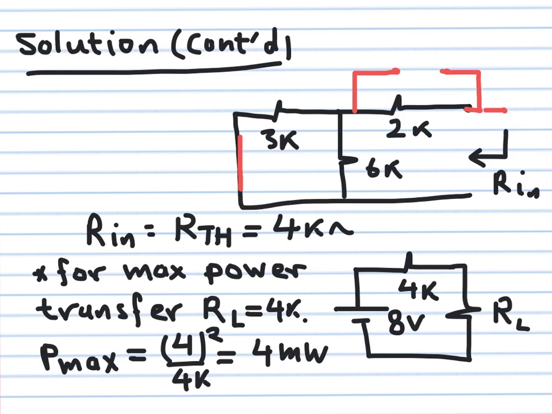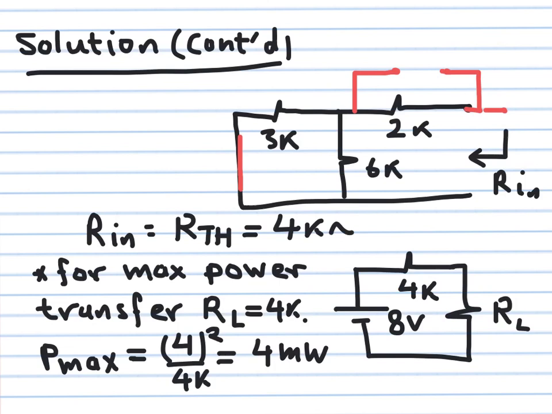So this is how the circuit now looks. We have a load, connected to a Thevenin voltage of 8 volts. It's connected to a Thevenin resistance of 4 kilo ohm. To get maximum power transfer from this 8 volts to the load, RL must be equal to 4 kilo ohm as well. The load resistance must be equal to the source resistance, which in this case is the Thevenin resistance. Okay, so we know this value. The value of RL that gives us maximum power transfer is RL equal to 4K.